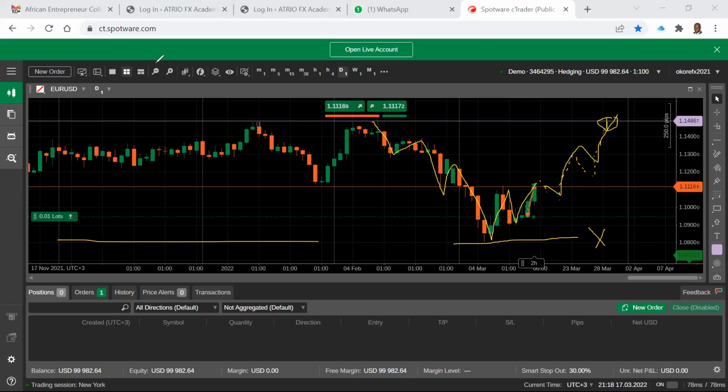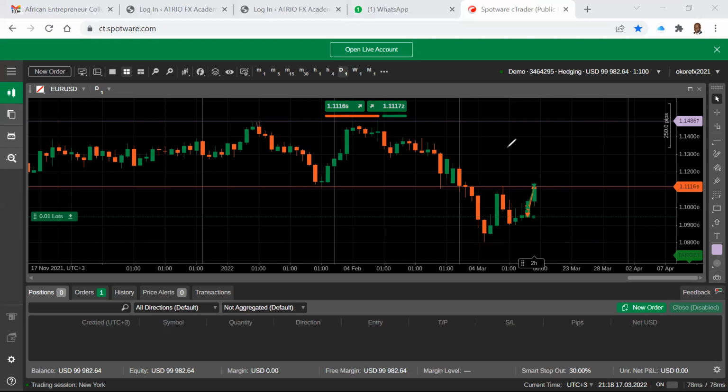So what we want to do now is just to look at the structure to try and understand, let's say if you are going to put a trade, what should we follow? So we always try and follow what the market has done before. So I will clear this.